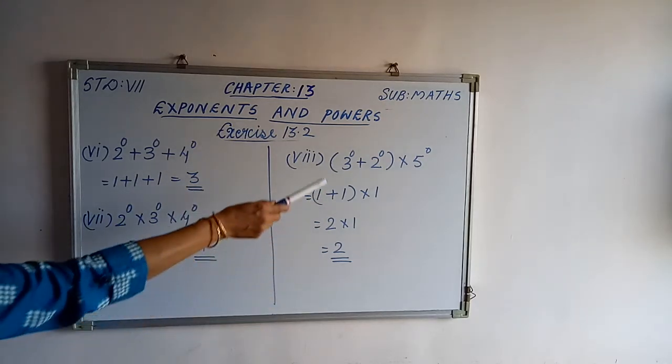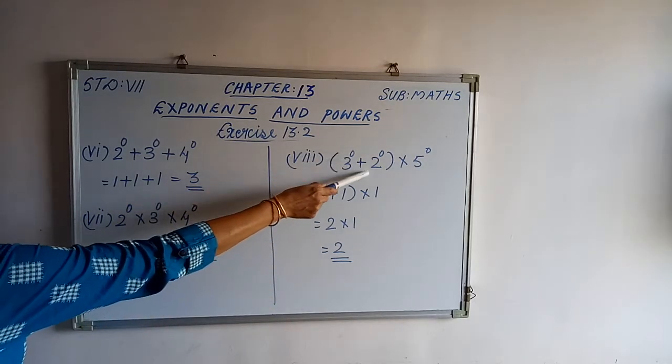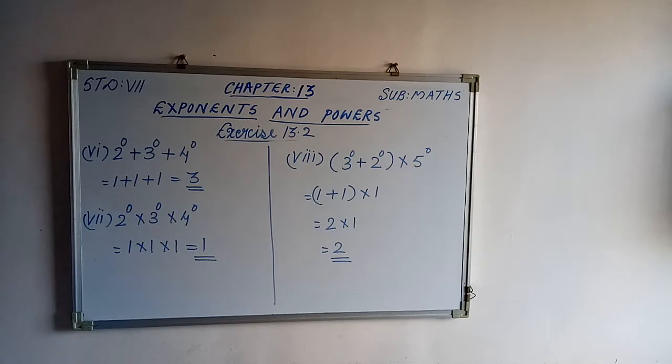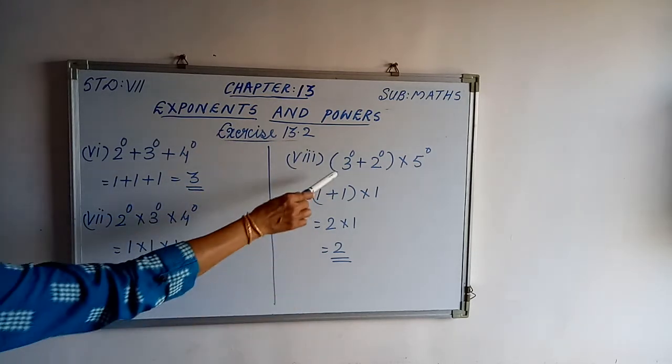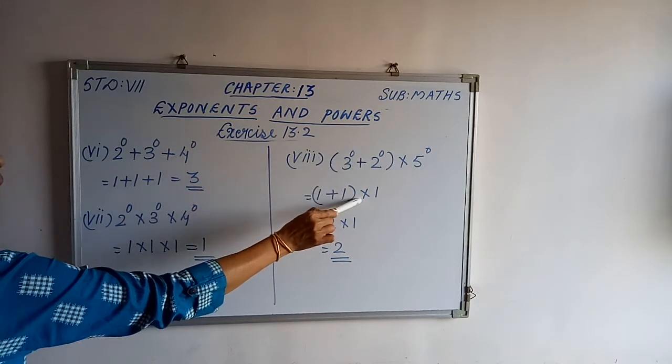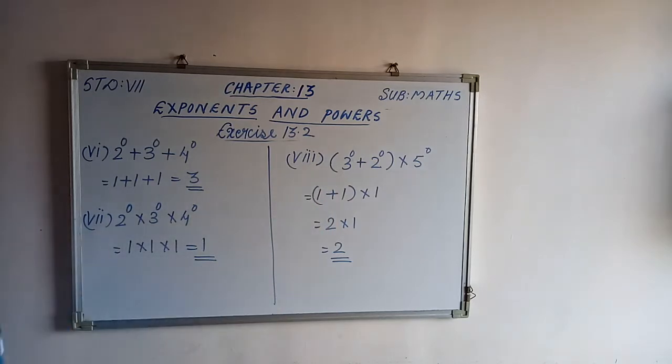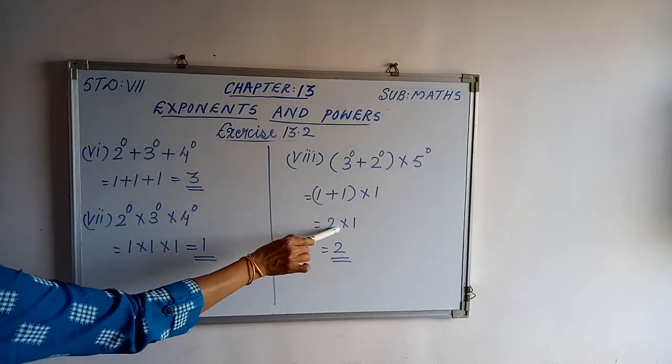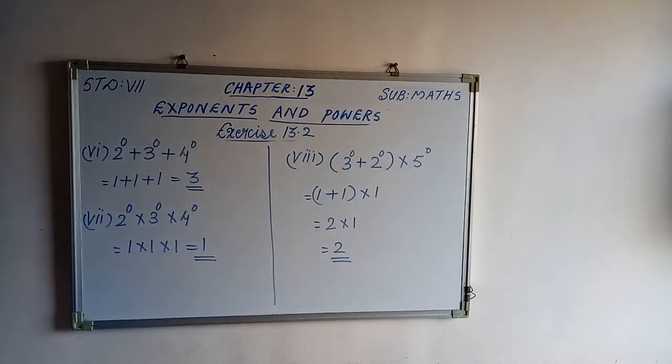8th question. 3 raised to the power 0 plus 2 raised to the power 0 multiplied by 5 raised to the power 0. First solve, which is given in the bracket. Here 1 plus 1, then in bracket and then multiplied by 1. 1 plus 1, 2, multiplied by 1, we get 2.